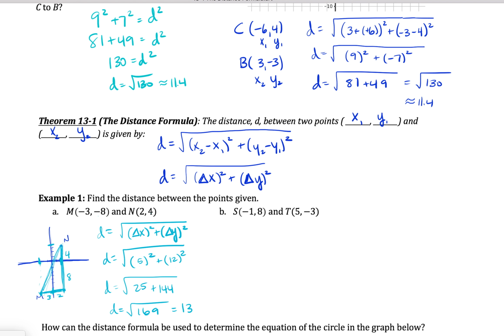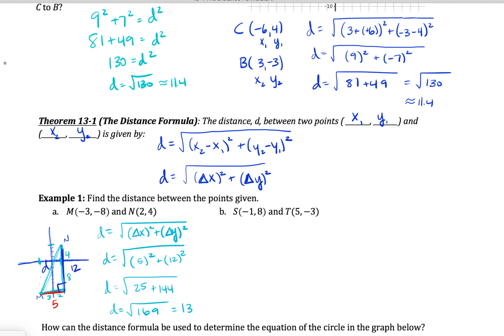Now you'll notice what I could have done, once I had this sketch, is look and say, okay, this is 5, 3 and 2, so this distance is 5, and this distance right here would be 12, and this is a right angle, so I could have done 5 squared plus 12 squared equals d squared. But that's essentially what I did: 5 squared plus 12 squared, and then I took the square root of it.